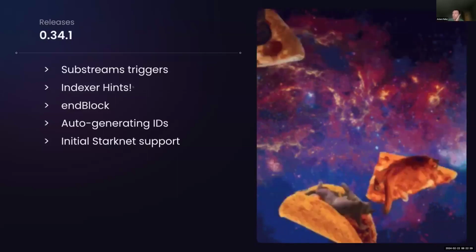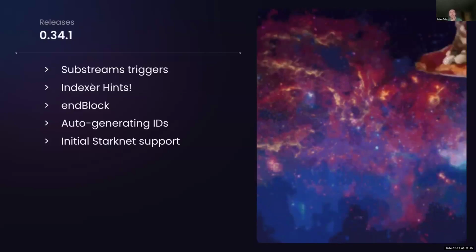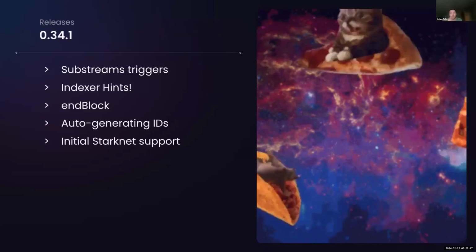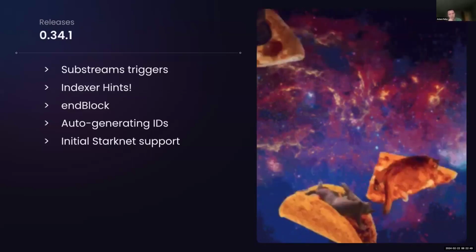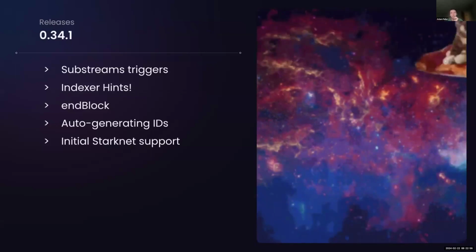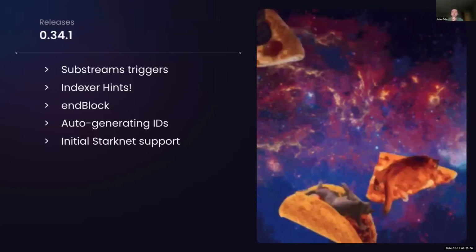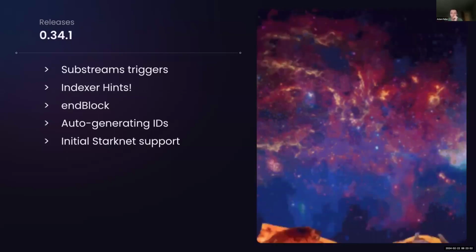So then another thing, indexer hints. This is quite a long-awaited thing around pruning. So pruning was a feature that was released last year where indexers could prune essentially archival data from their subgraphs, which would potentially make the data much smaller on disk, and also speed up queries. And so it has a lot of benefits.